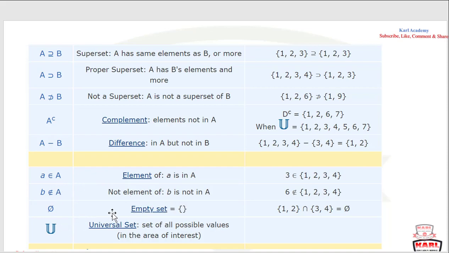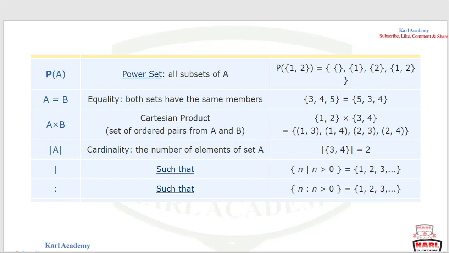So an empty set, universal set. Then power of a set, all subsets of a set. Then equality, both sets have the same elements. Cartesian product, a set of ordered pairs, you multiply. Cardinality, the number of elements in a set, such that A is n, where n is greater than 0.